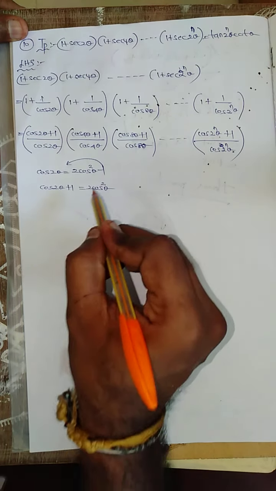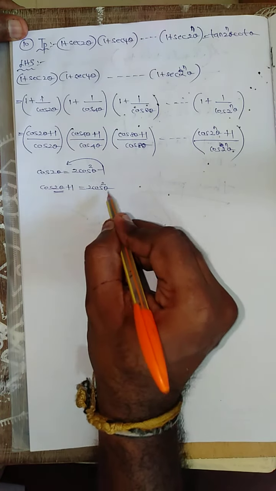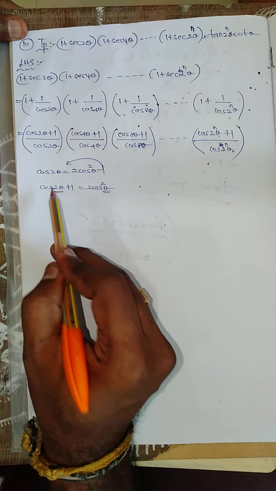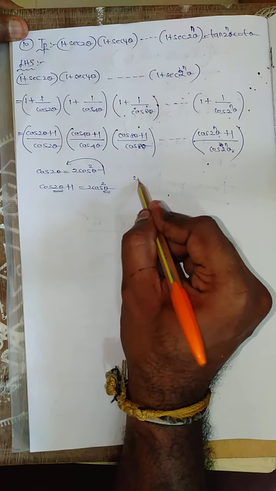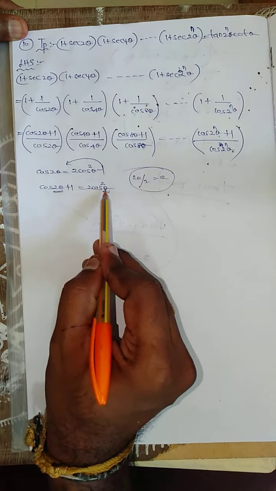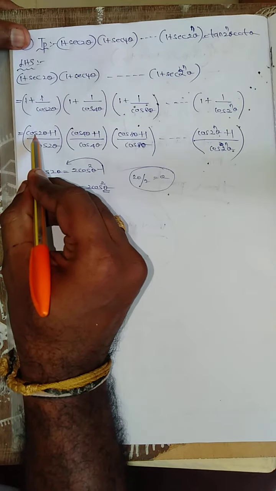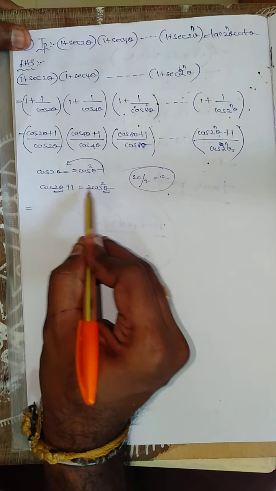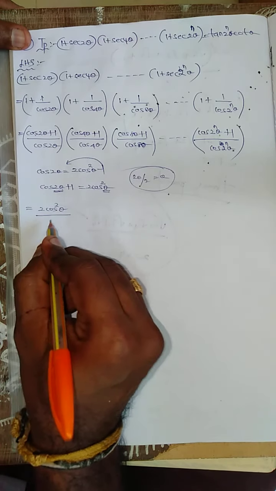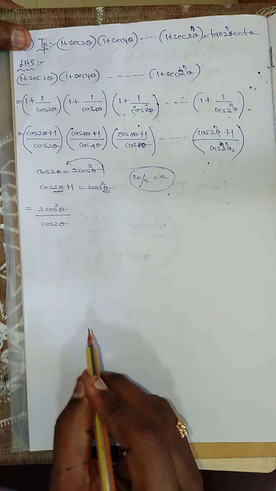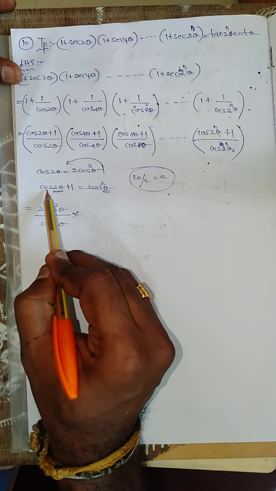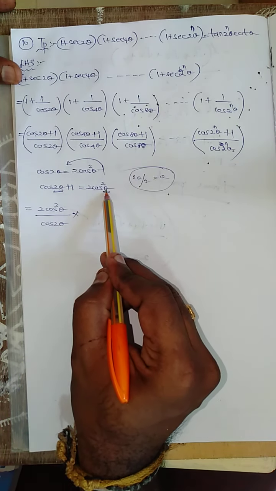See, if it is 2 theta, we can write theta, which is half of it. Half of 2 theta is nothing but theta. The same way, I am going to write cos 2 theta plus 1 as 2 cos square theta. The remaining is cos 2 theta in the denominator. Check it very carefully. Here, the same: cos 2 theta plus 1 is nothing but 2 cos square theta.